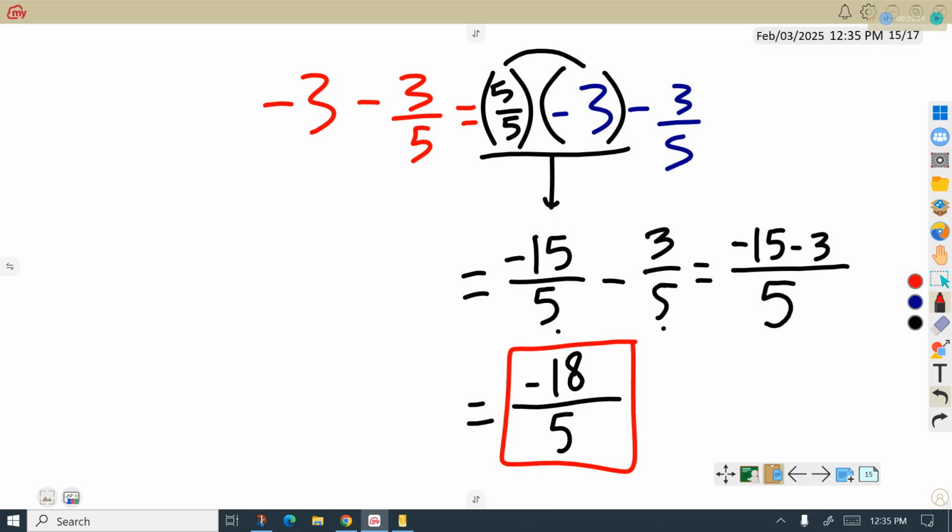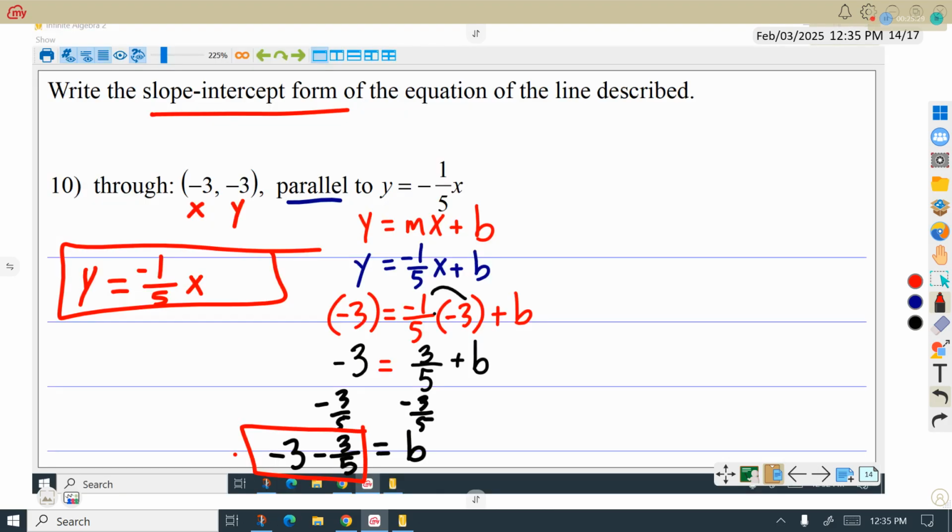So this would be the value that you need. This is our b value. We're going to add negative 18 over 5 to this place right here, because that's what this was. So when I finish my work, we see that b is equal to negative 18 over 5.